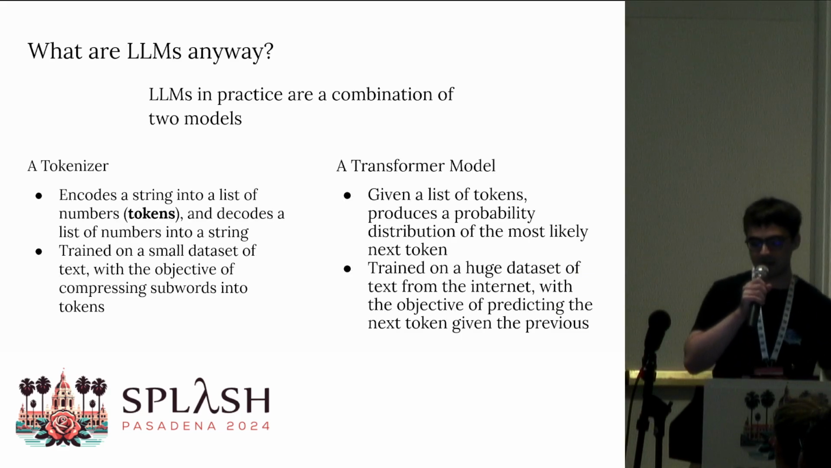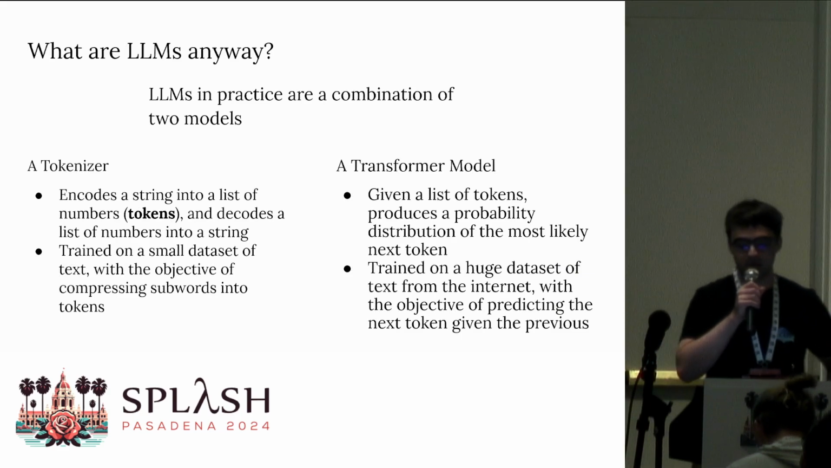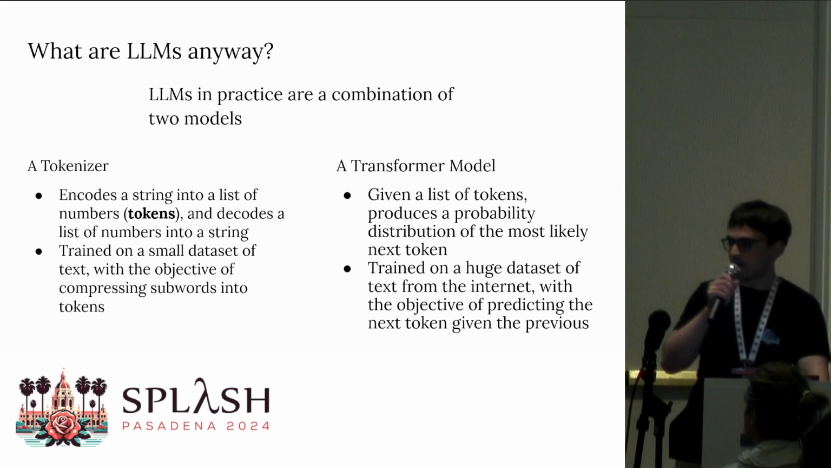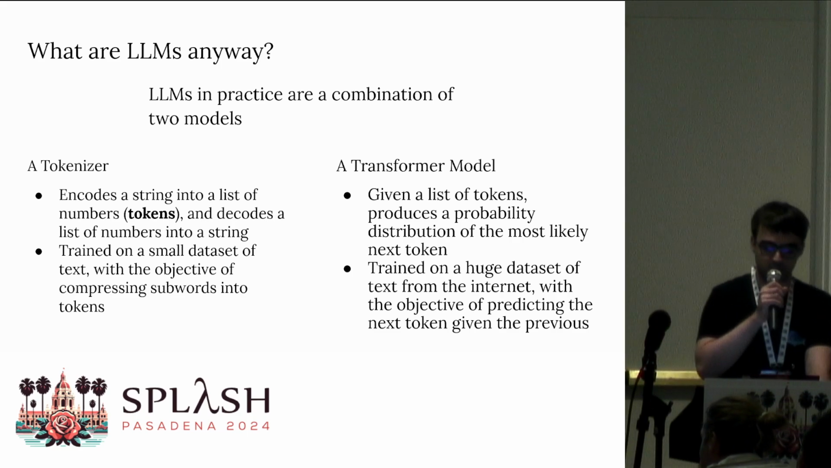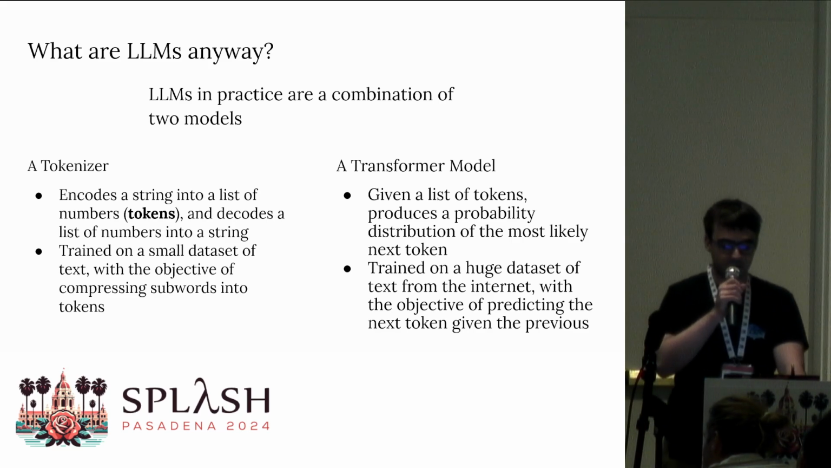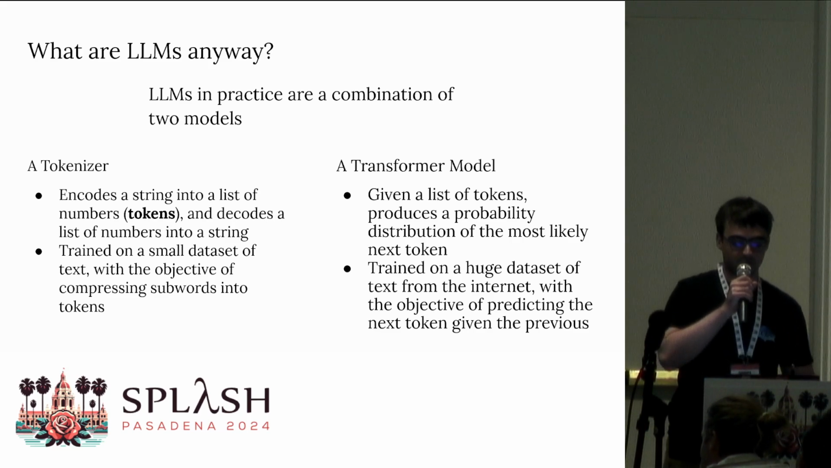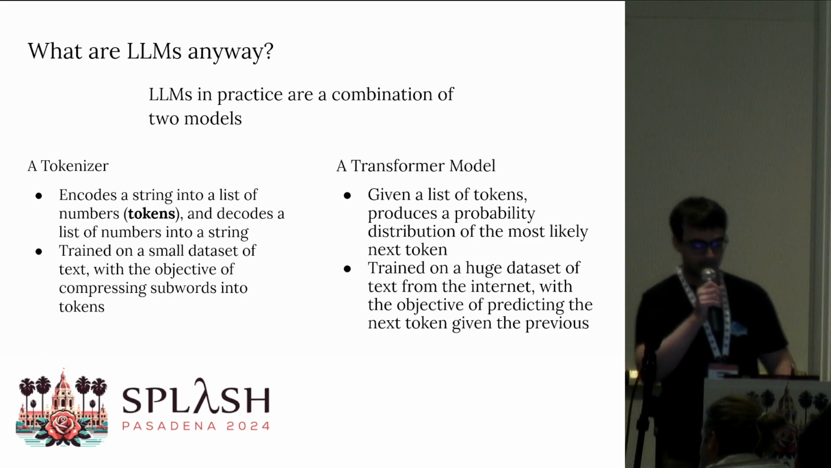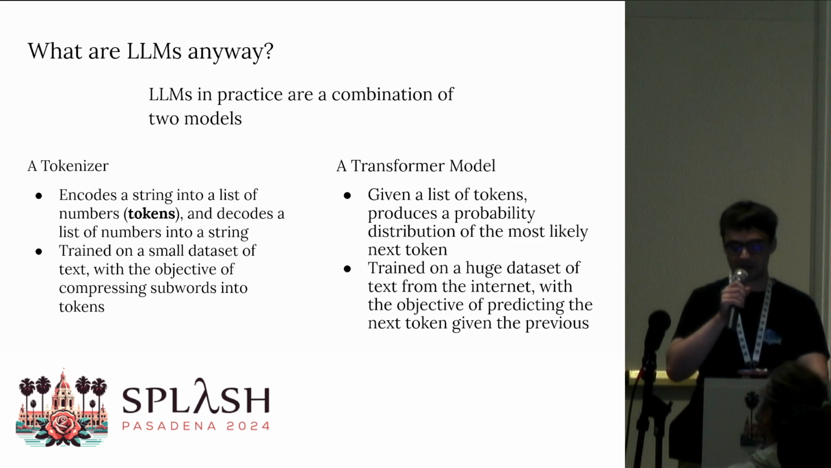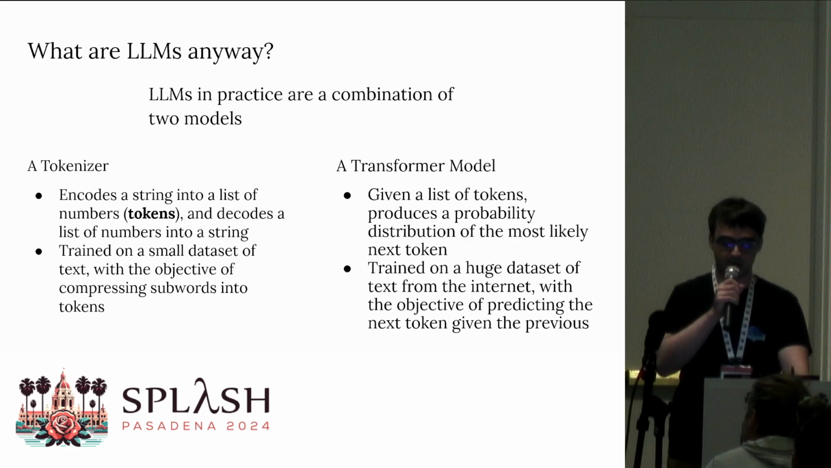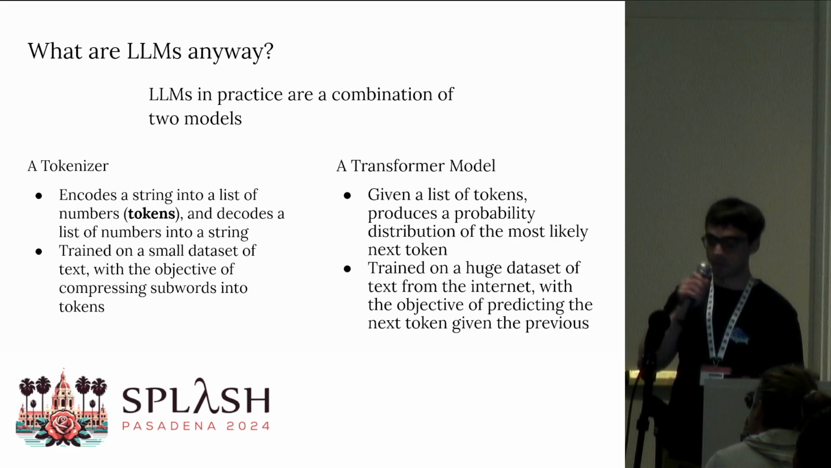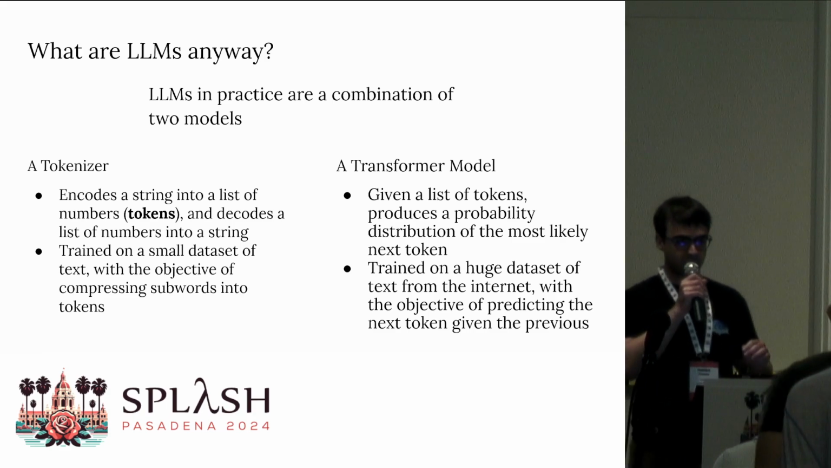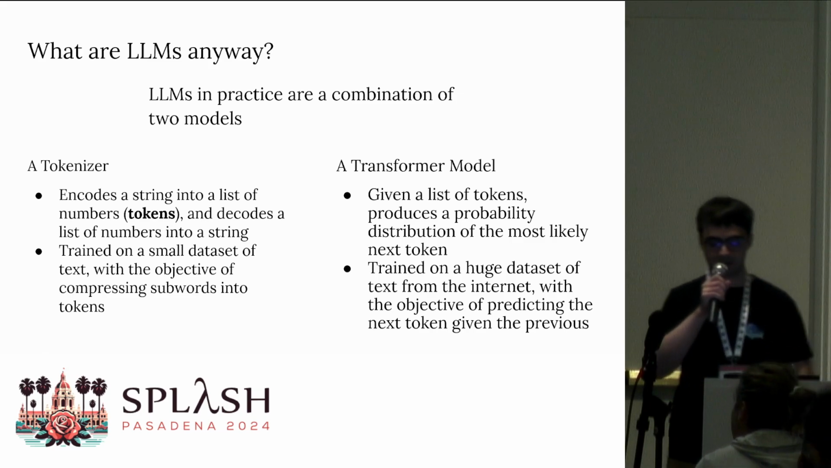So what are LLMs anyway? They're actually in practice a combination of two models. One is a tokenizer, which takes in a string and produces a list of numbers called tokens. And from these tokens, you can also get exactly the same string you just put in. The other model is a transformer, which takes in this list of tokens and produces a probability distribution of the most likely next token.